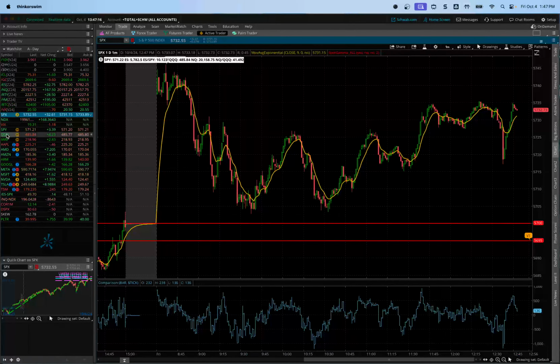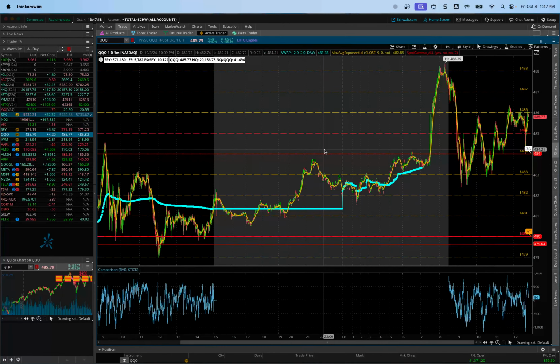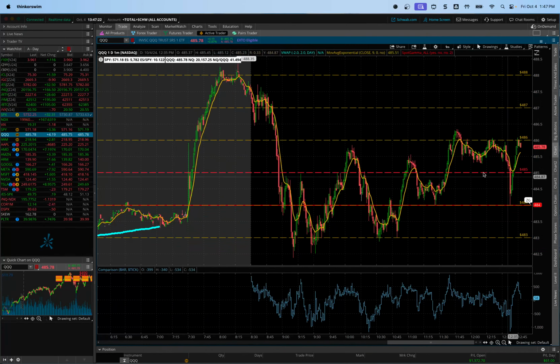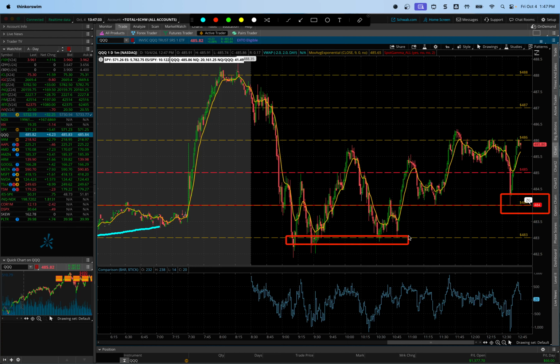First of all, I want to take a look at QQQ so we can see the levels in play for QQQ. And the only Spotgamma level in play for today is the 484 zero gamma level. And note around this 483 level acted as support. And let's take a look at NDX.